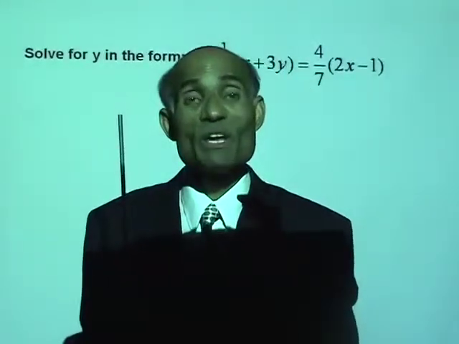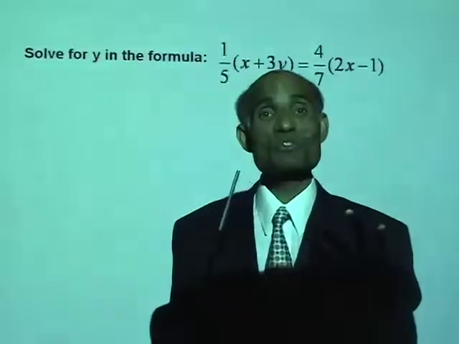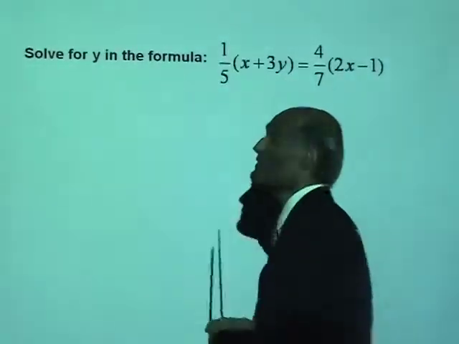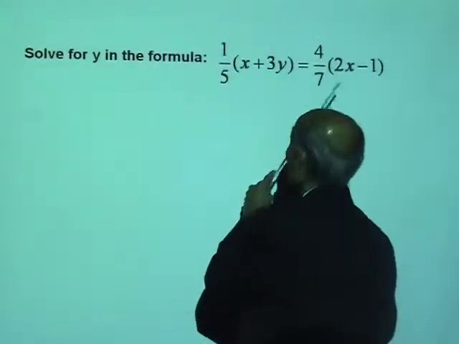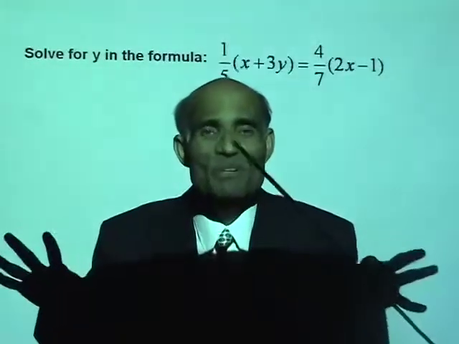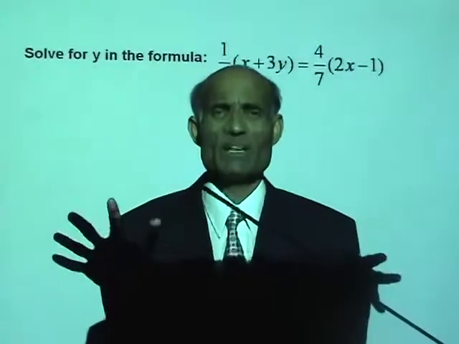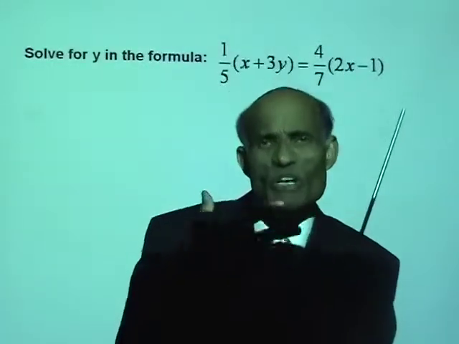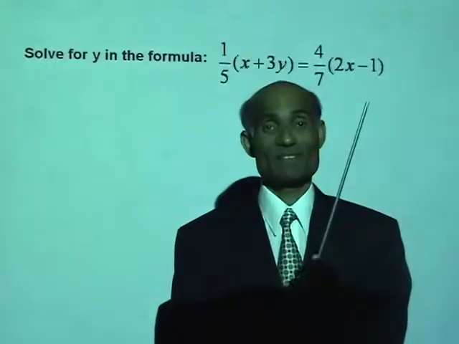Now, whether we want to solve a linear equation or solve a formula, if you have denominators, look at the denominators there. There is a denominator 5 on the left and a denominator 7 on the right. We need to get rid of the denominators because the denominator makes it very untidy. It's difficult to work with. So the first priority is to get rid of the denominators. Tell me, how will you get rid of the denominators?